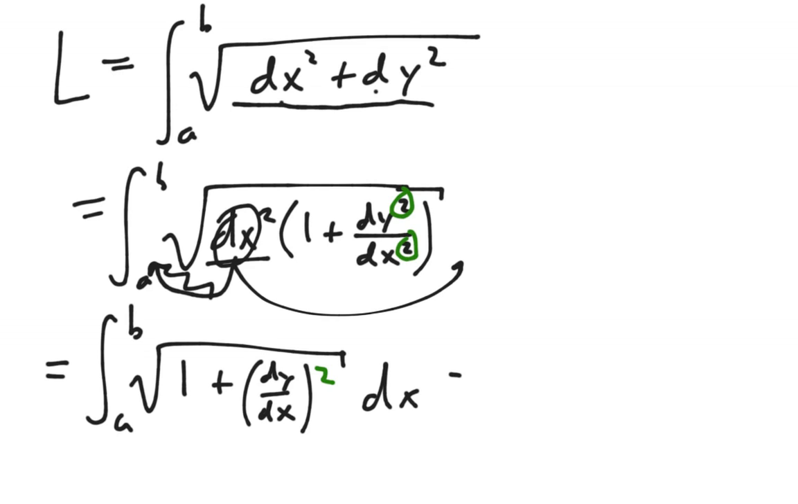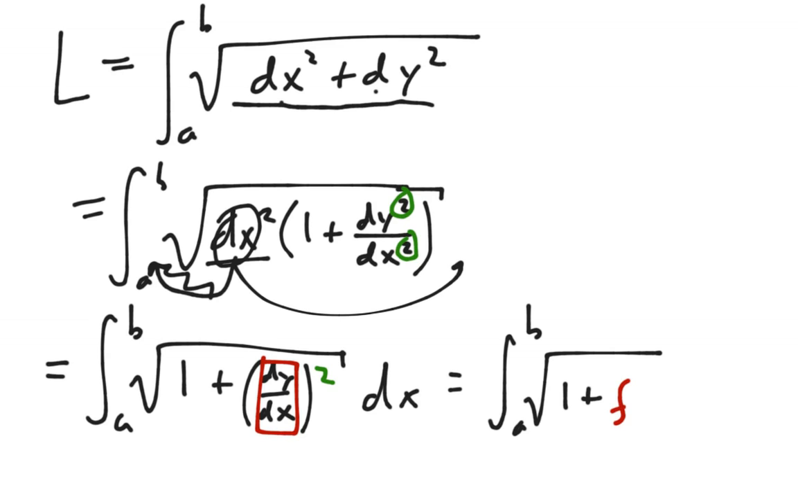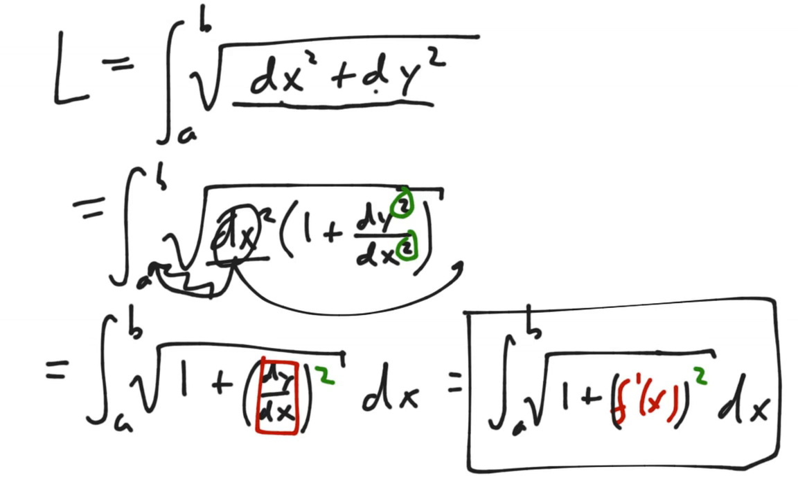Just to rewrite this in a format that you might see more often: the integral from a to b of the square root of 1 plus this term again. What is dy/dx? Well, dy/dx is simply f prime. So really we can think of arc length as the integral from a to b of the square root of 1 plus f prime of x, and you do have to square f prime after you take that derivative, and then you have your dx at the end, like that. So that's our arc length formula.